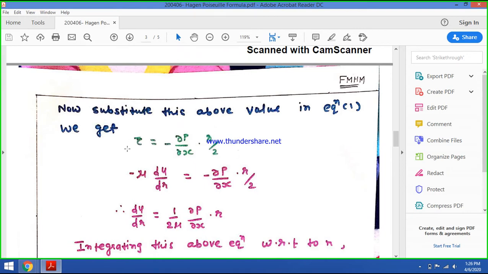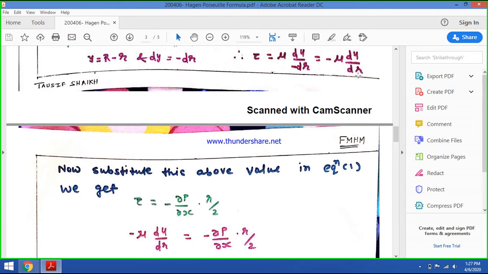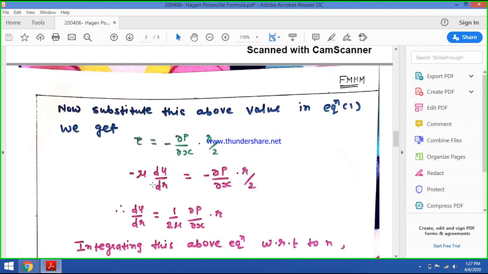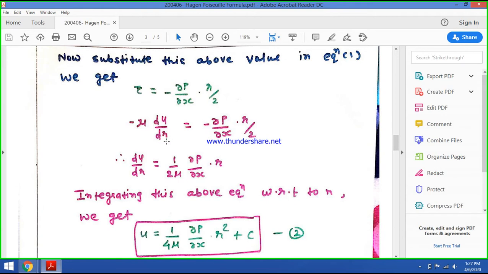In this equation, we will put the value of tau, that is nothing but minus mu du by dr. Okay, so minus mu du by dr is equal to minus del p by del x into r by 2 you will get. Okay, further by making du by dr the subject, you will get du by dr from this equation: 1 upon 2 mu del p by del x into r. Okay, now integrating this equation with respect to r.